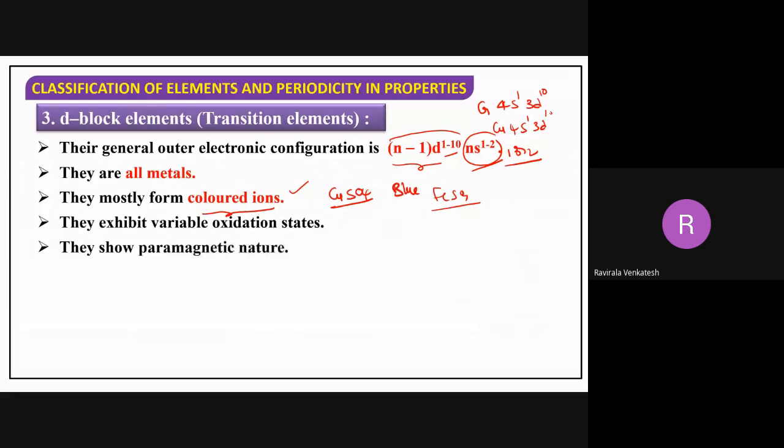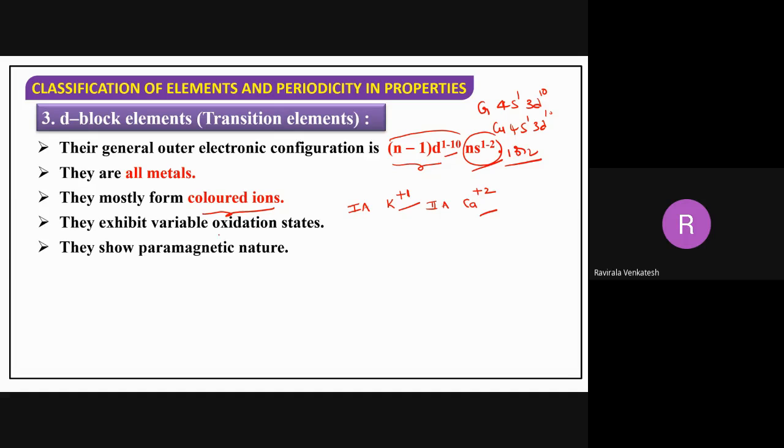Next, they exhibit variable oxidation state. Now tell me, does anybody know what variable oxidation state means? If you know, you explain to me. Okay, let me take some example here. Take a first A group element. Tell me any element of first A group. Sodium, potassium. Sodium and potassium can show only one oxidation state, that is +1. Similarly, if I take a second A group element, calcium, it shows only +2 oxidation state. That means they show only one type of oxidation state.